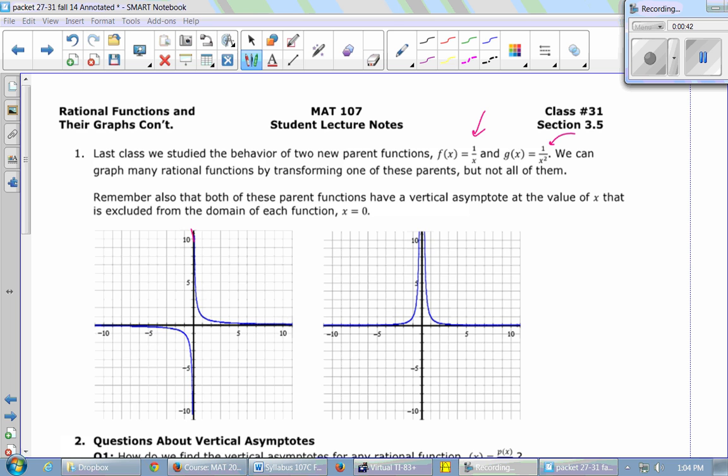And often we draw vertical asymptotes with a dashed line, just to remind us that it's there. It's not part of the graph, it's just a guideline to drawing the graph. So we put a dashed line here to represent a vertical asymptote. So in both of these cases, we had that one at x equals 0, the excluded value from the domain.